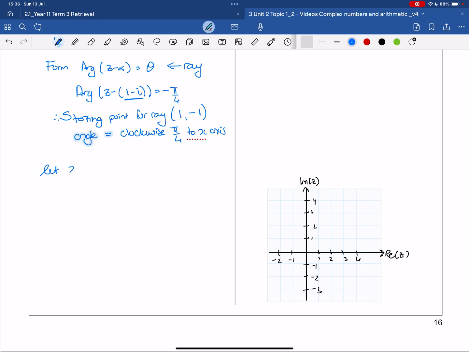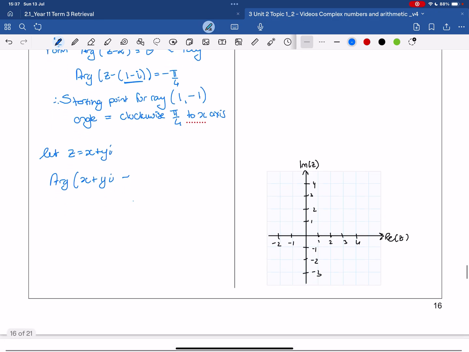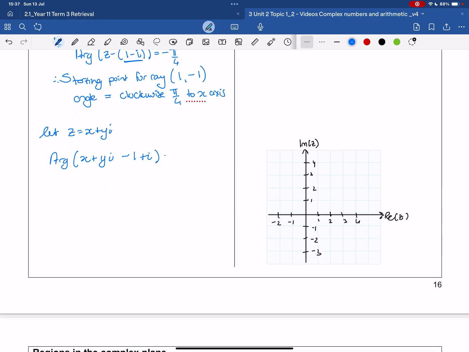So we're going to let z equal x plus yi. So then what we've got is that the argument of x plus yi minus 1 plus i must be equal to negative pi on 4. And let's collect our real and imaginary components. So we have the argument of x minus 1 plus y plus 1 i. Okay, that still doesn't really look like what we need it to look like.